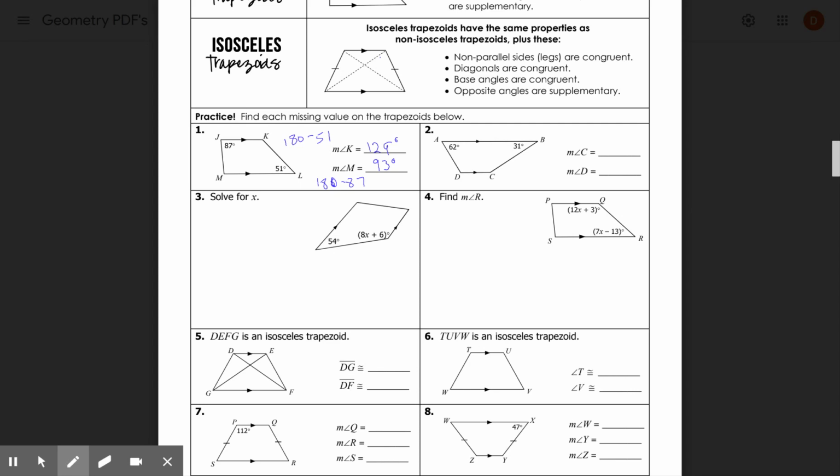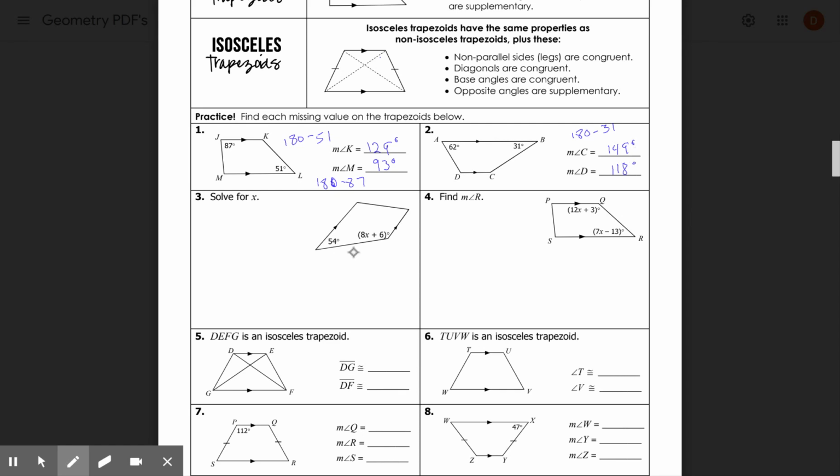Number two, measure of angle C. That would be supplementary to the measure of angle B. So this one would be 180 minus 31, and that is 149. And then for the measure of angle D, 180 minus 62 is 118.